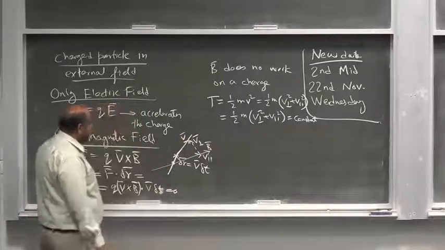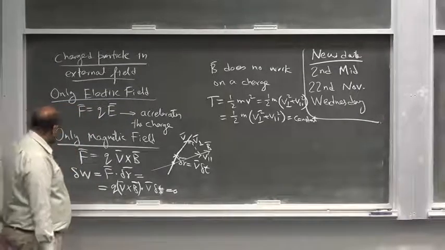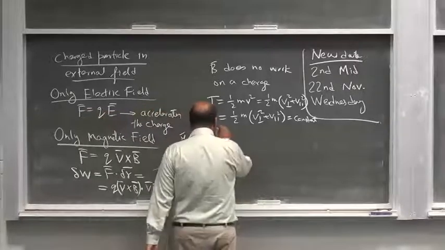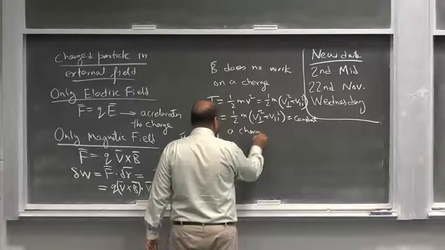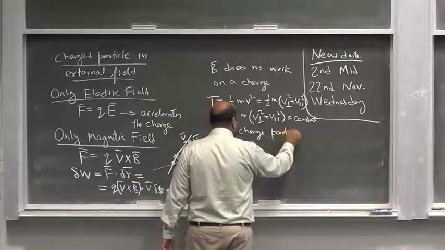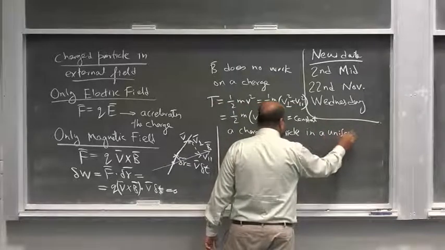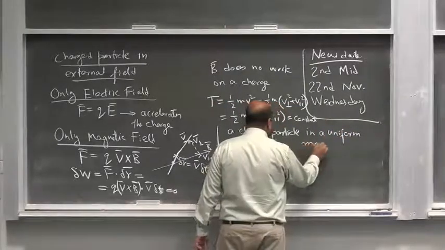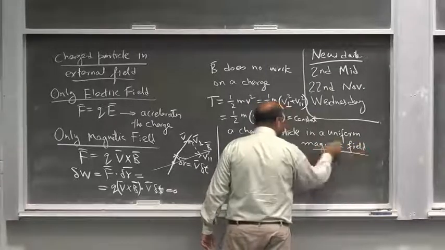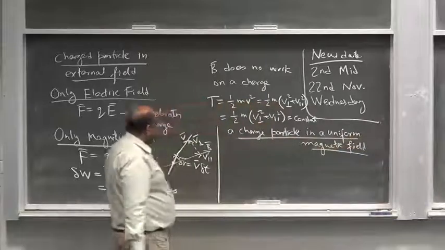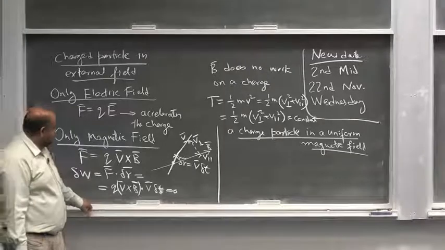So, let's solve a simple problem of a charged particle in a uniform magnetic field and see what is the trajectory of a particle in the field.